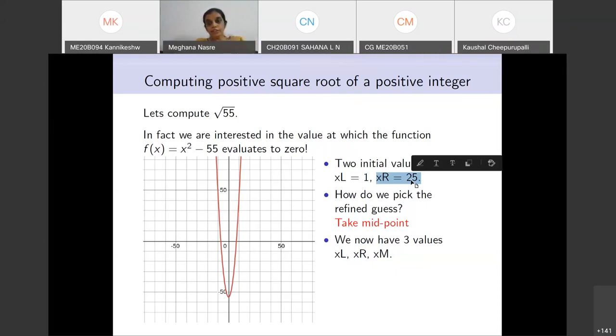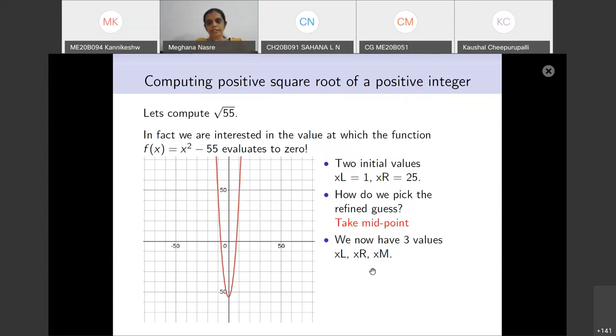Now, of course, if we are very lucky and had guessed the exact square root, or these could have been fractional values and you could have gotten very, very close to 0, either positive or negative, in which case we can stop. But at this moment, our guesses are very far away from the square root. So we compute a third value, which is the mid of these two, XL and XR. And then what should we do?